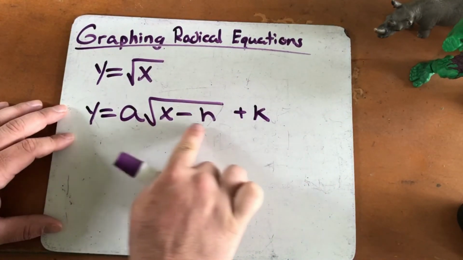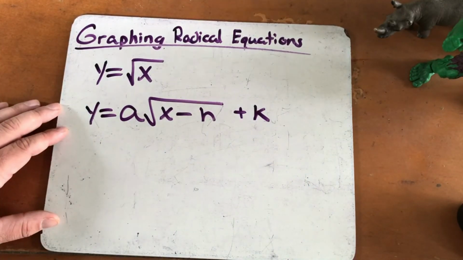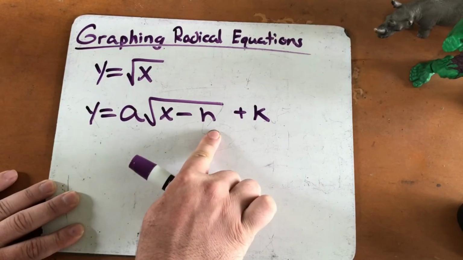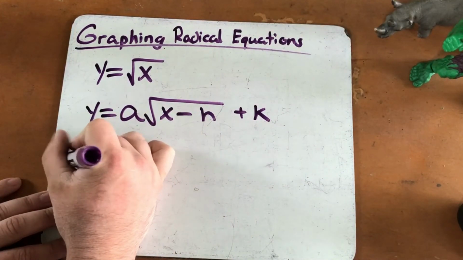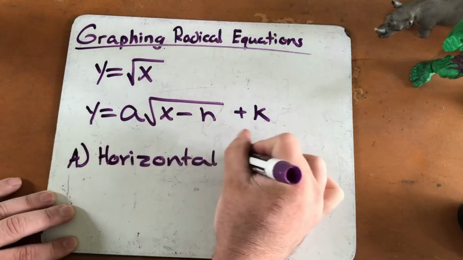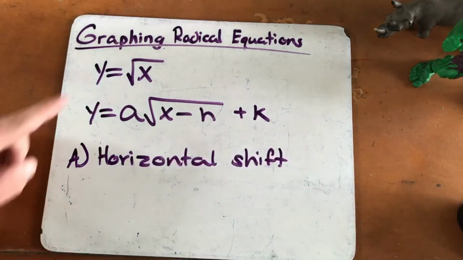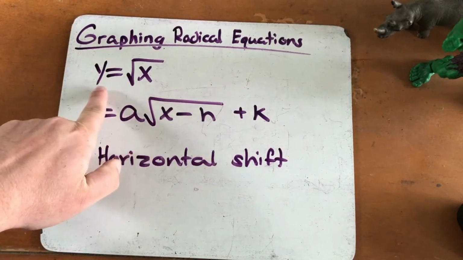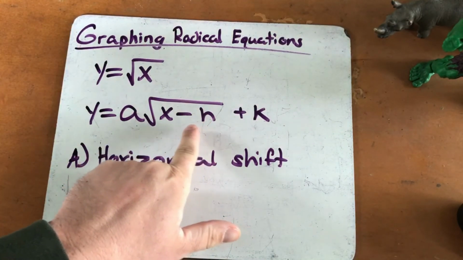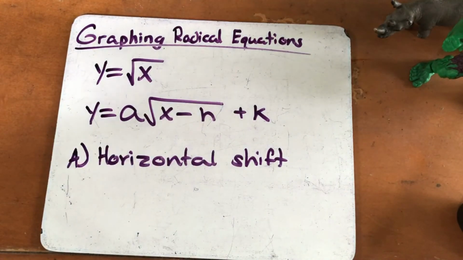Each one of these letters, the a, the h, and the k, does something different to my graph, and that is what we're going to look at right now. Let's start off by addressing the part that's under the radical. This is what's referred to as a horizontal shift. The original equation, y equals square root of x, has nothing added or subtracted to the x underneath the radical. So if there is a number added or subtracted to the x underneath the radical, that means there is some type of shift left or right.